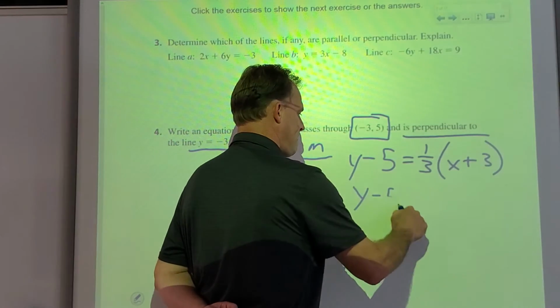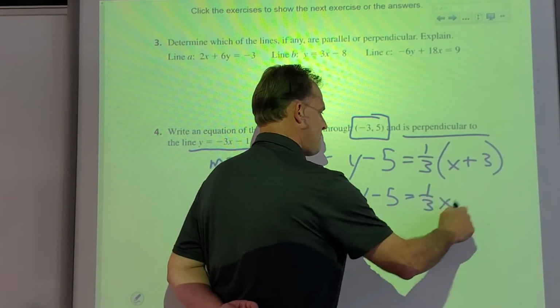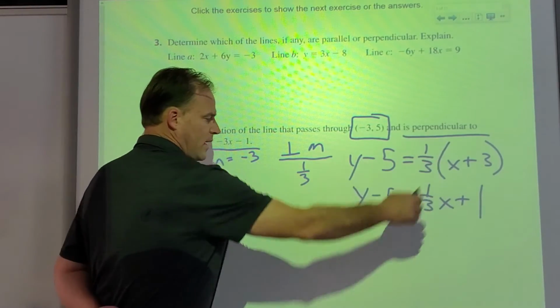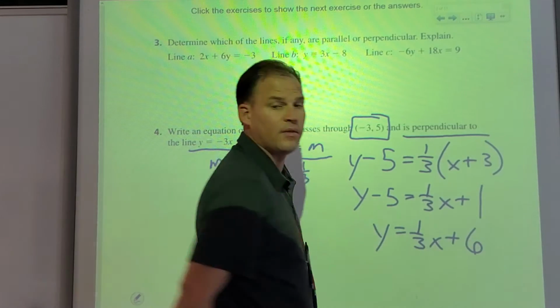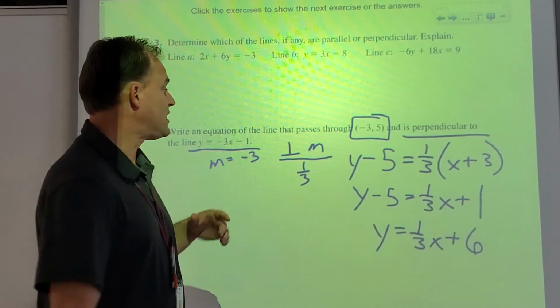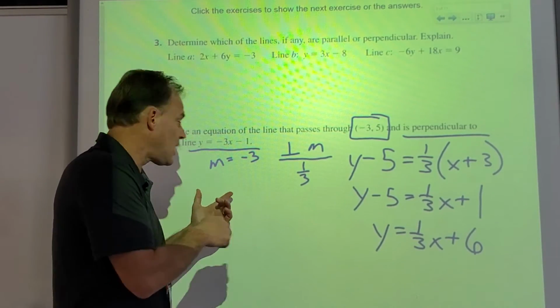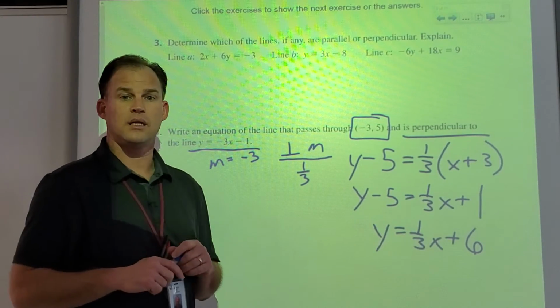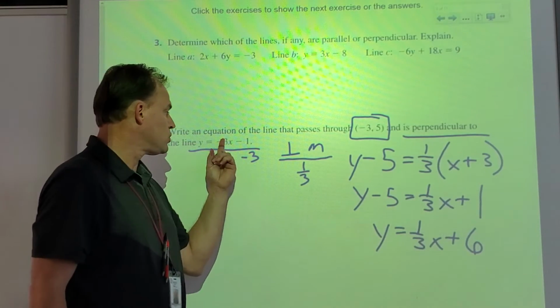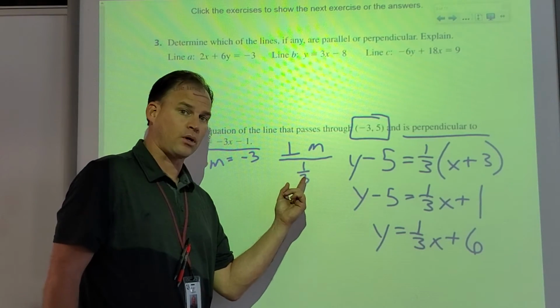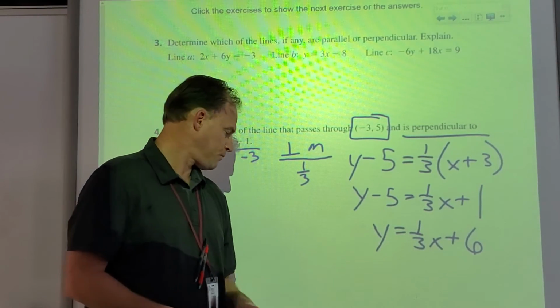Distribute, get y by itself, and there you go. So if I tell you it's parallel to a given line, use the slope that's in the line. If I tell you it's perpendicular to a given line, use the opposite reciprocal of that given slope.